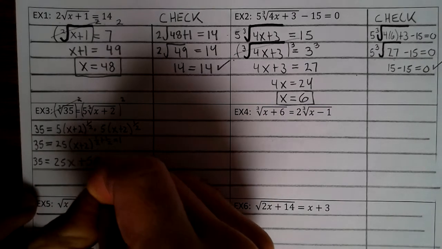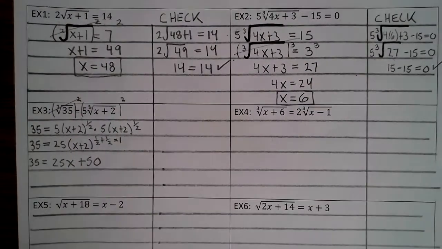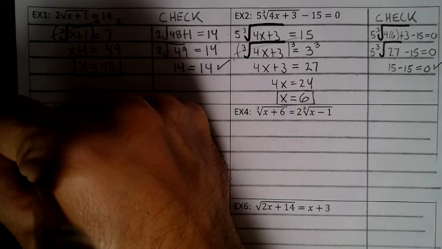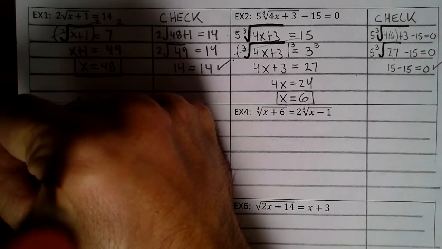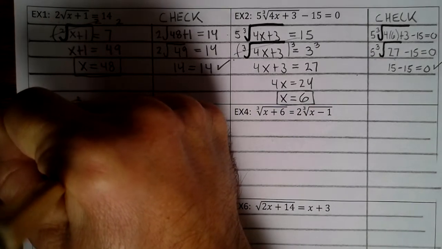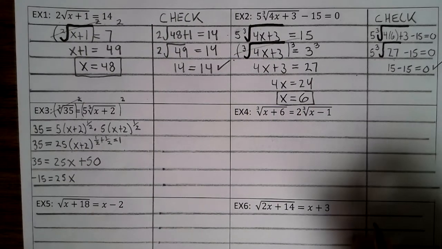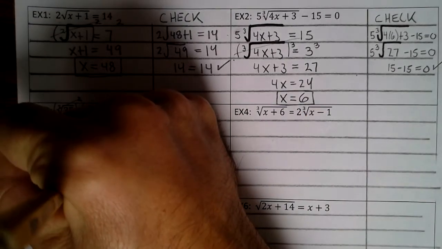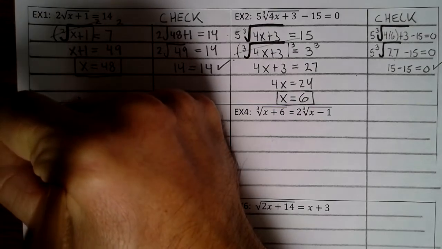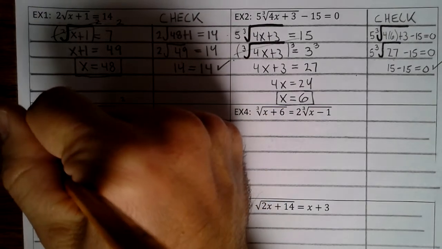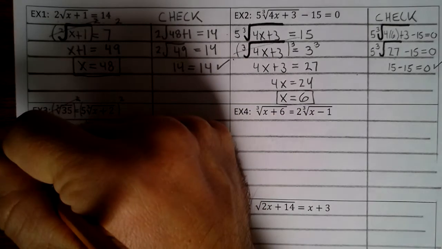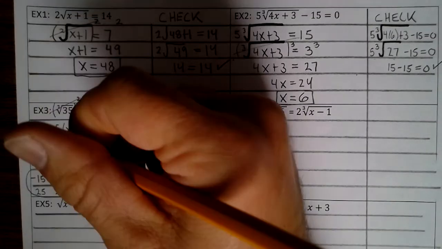Subtract 50 from both sides, you get negative 15 equals 25x. Divide both sides by 25. This becomes 1, so x equals negative 15 over 25, but that can be reduced to negative 3 over 5.